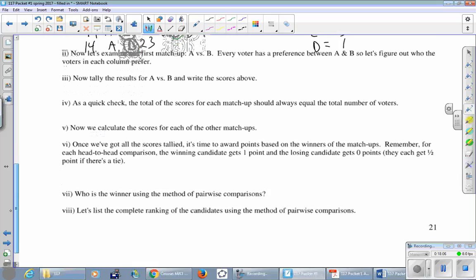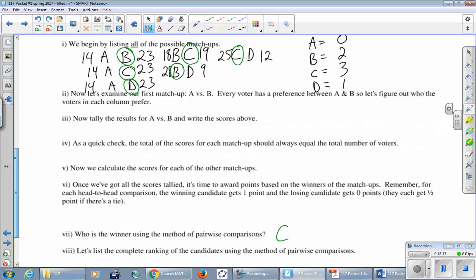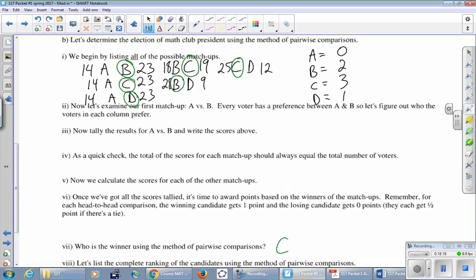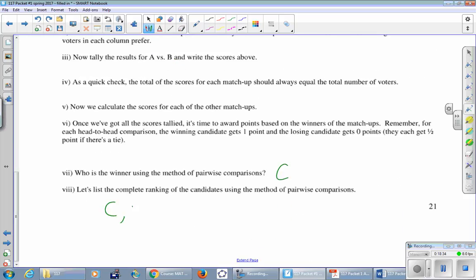Let's see here. So I think we're down here in part 7. It says, who is the winner using the method of pairwise comparisons? So that's C with 3 points. And then the complete ranking, okay, so C had the most number of points, and then after C, the next most number of points is B. B got 2 points, and after that, D got 1 point, and dead last is A with no points. So the order here for the ranking is C, B, D, A.